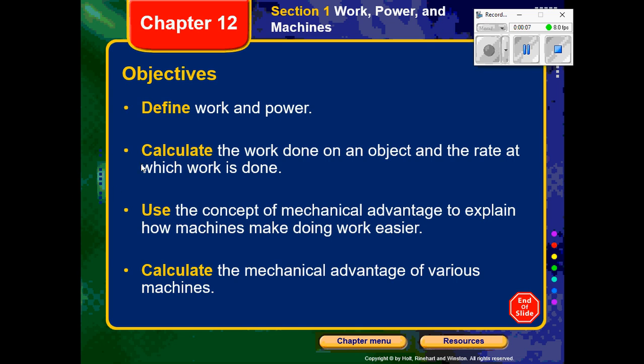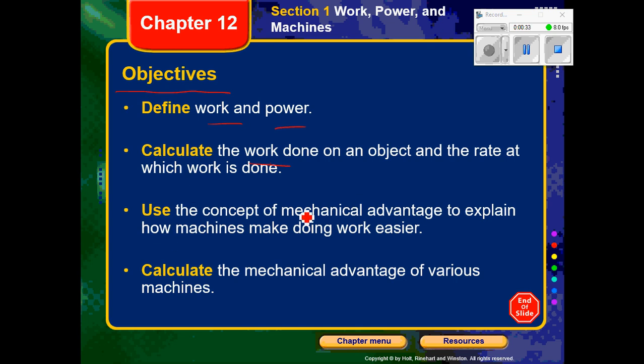So today we're going to talk about work, power, and machines, which is going to be a lot of what we do for the second semester. The objectives are to define work and power. We have our ideas on what work and power are, but scientifically the definitions are a little bit different. And then calculate work, and then we'll calculate power too. But not in this section.